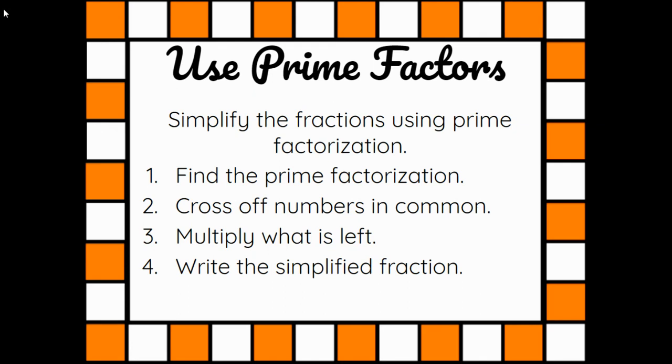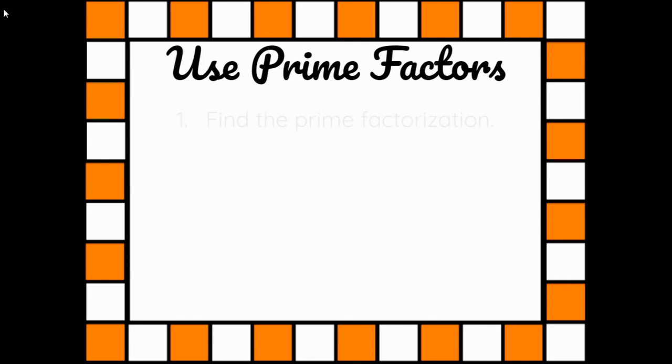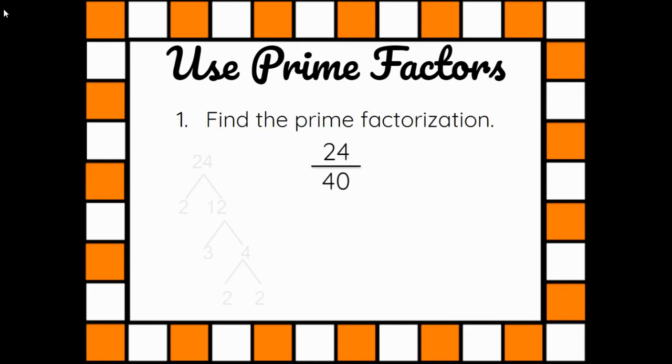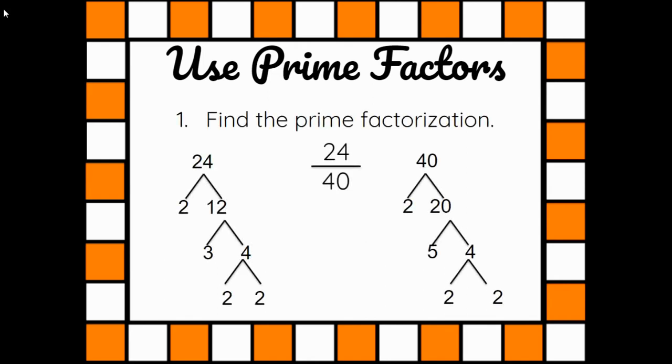So simplify the fractions using prime factorization. 1, find the prime factorization. 2, cross off numbers in common. 3, multiply what's left. And 4, write the simplified fraction. So finding the prime factorization. We use factor trees for this. So first we're trying to find all the prime numbers.